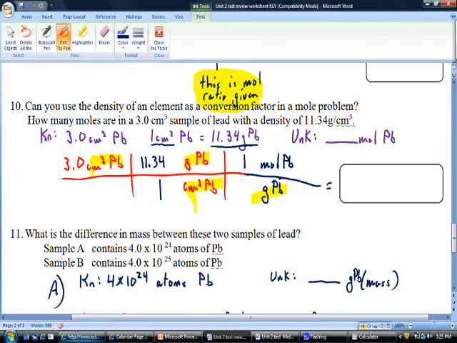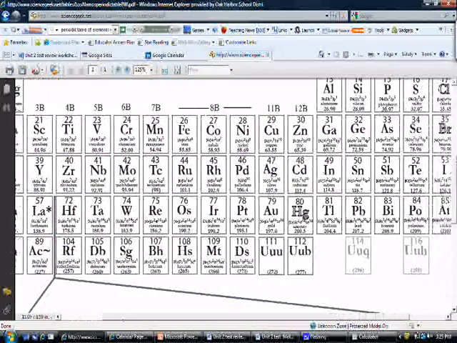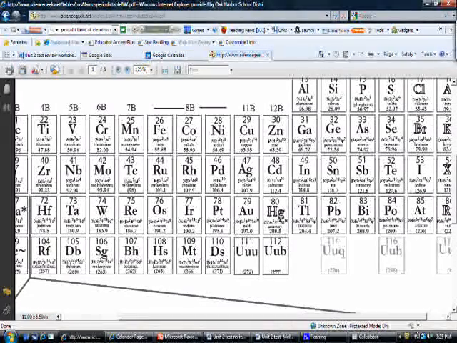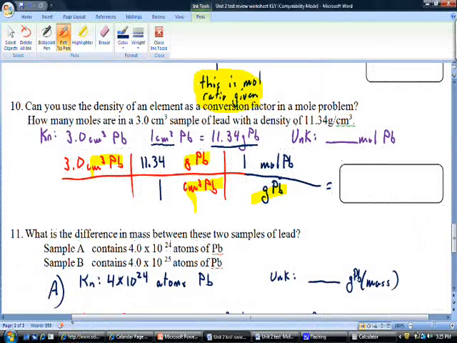Well, once again, there we have to go back to the periodic table. We have to find lead. So lead, atomic number 82, has a mass of 207.12 grams per mole, 207.2. So right here, we'll put 207.2 grams of lead in 1 mole.